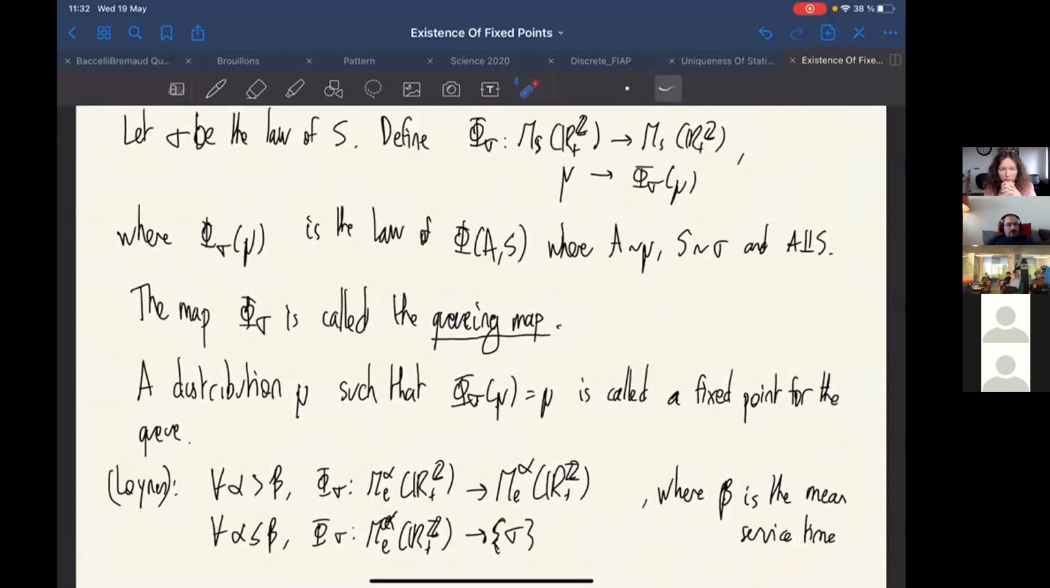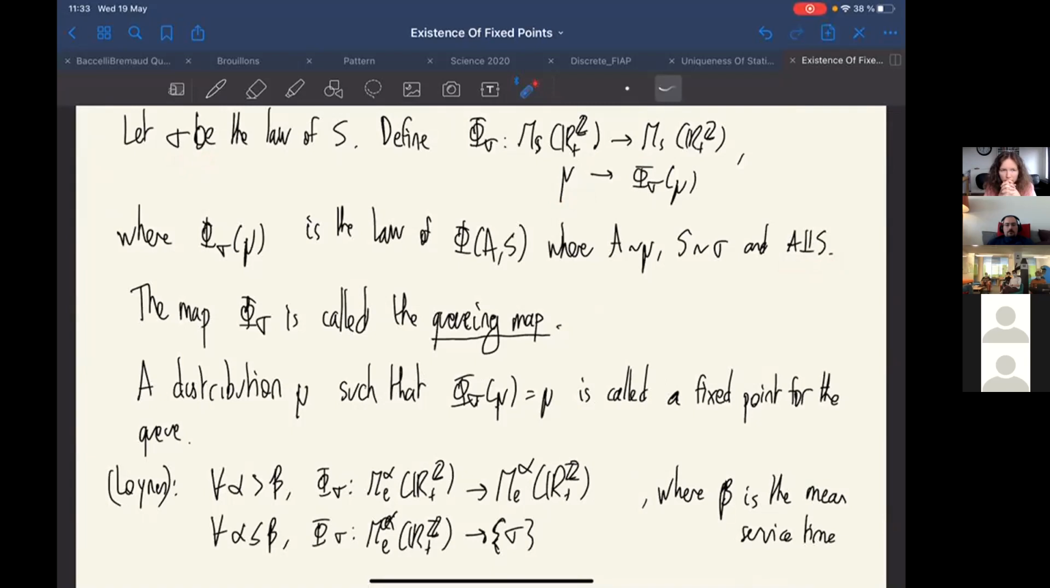Now, let's call sigma the law of the service process. And we call phi sigma the mapping from the space of stationary measures on R plus Z into the space of stationary measures of R plus Z that associates with the measure mu, phi sigma of mu, where phi sigma of mu is basically the interdeparture process. It's the law of phi of A, S, where A follows the law mu, and S has the given law sigma, and A and S are independent.